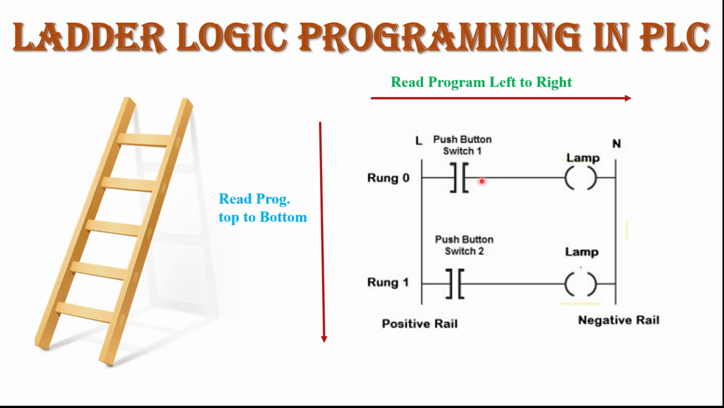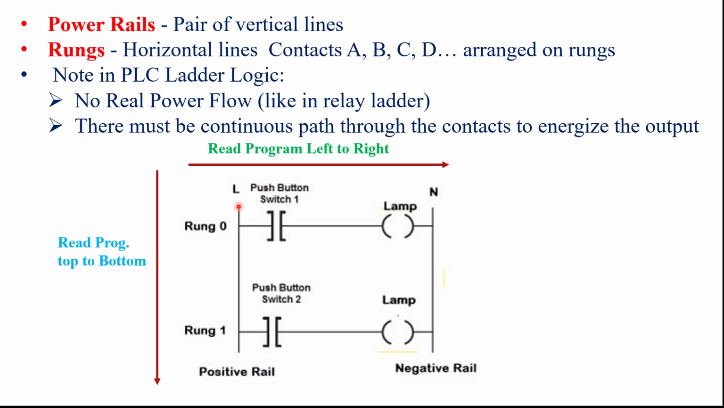So in a ladder logic diagram, or in any rung, input is mapped on the left-hand side and output is mapped on the right-hand side. Each rung basically consists of a number of inputs and outputs. The processor of the PLC, meaning the controller, reads the program from left to right or top to bottom. These are the basic definitions, which I will write here.